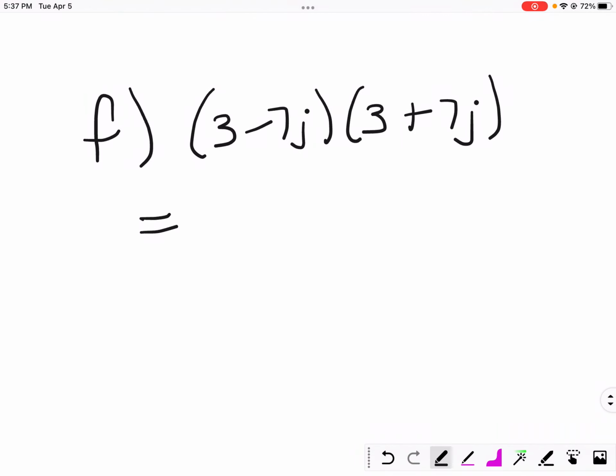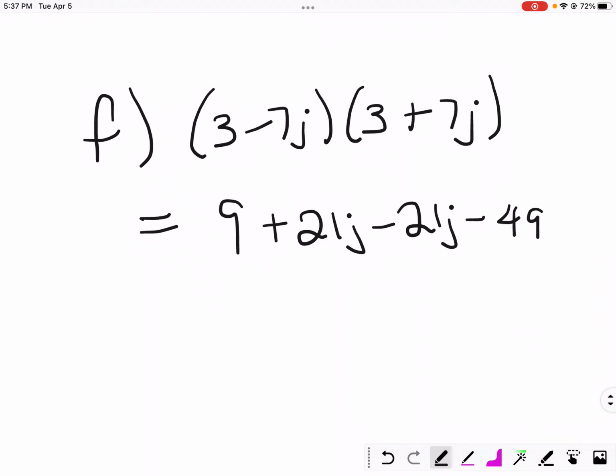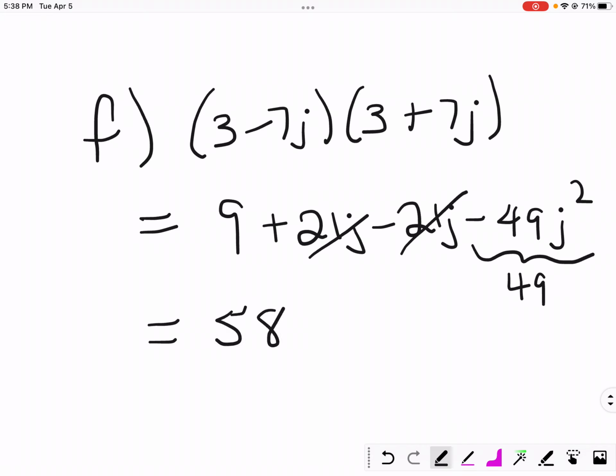Let's do it again. 3 times 3 is 9, plus 21j outside, minus 21j, that's the inside, minus 49j squared, that's the last. Because j squared is -1, that makes this positive 49. These cancel off, that's why we're doing this, and we're going to wind up with 58.